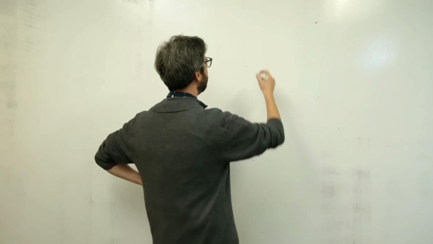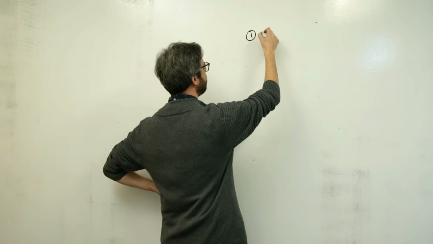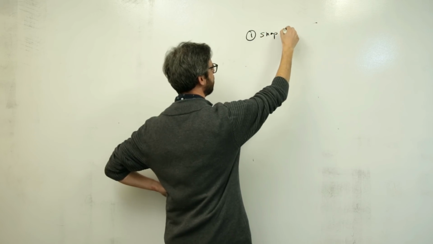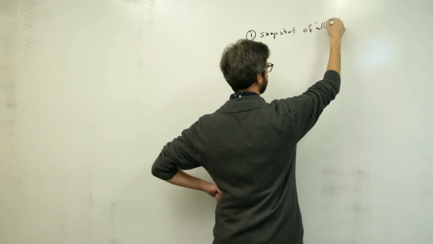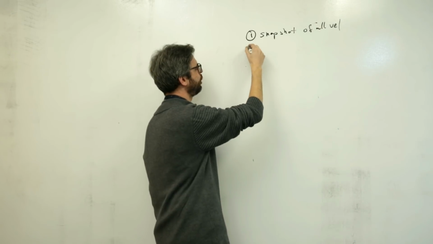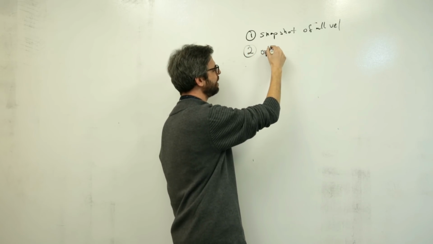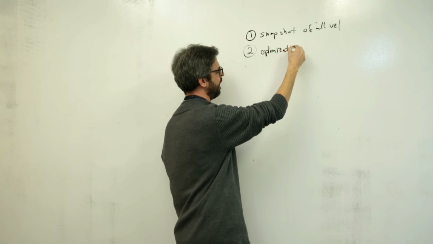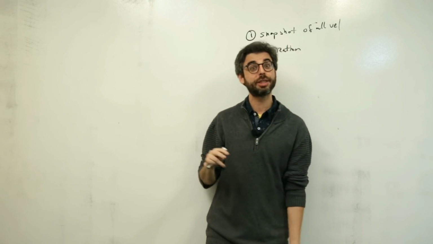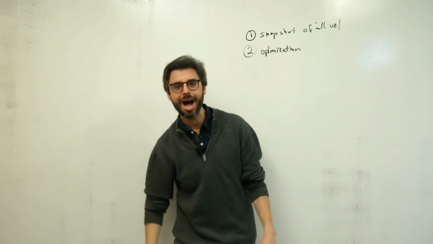All right, number one, snapshot of all velocities. That's going to be my code for that. Number two, an optimization you can do is called a spatial subdivision or a quad tree optimization.